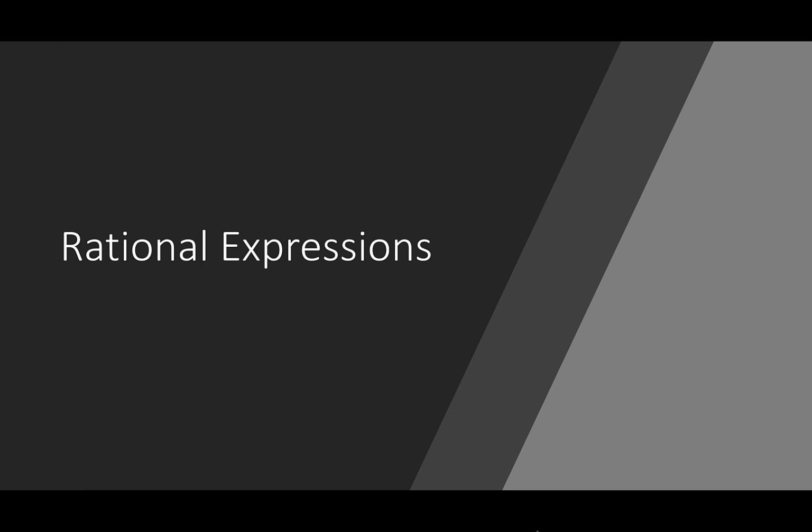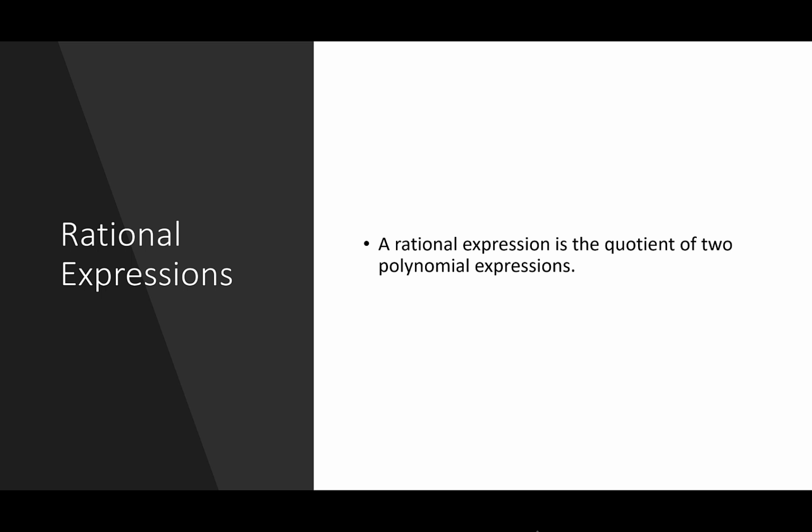Everybody. Today we're going to talk about rational expressions. A rational expression is the quotient of two polynomial expressions. So that could look like 2 over x, or maybe x plus 8 over x squared plus 9x minus 2, or even y over y plus 5. So what we're looking for is two polynomials that we're just taking the quotient of.